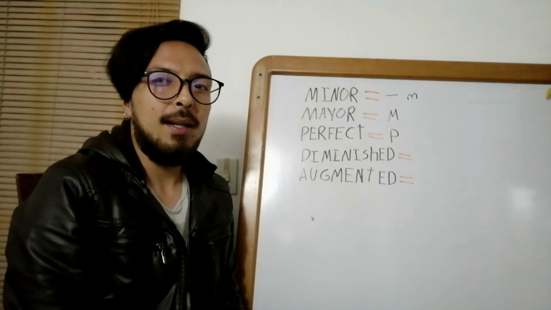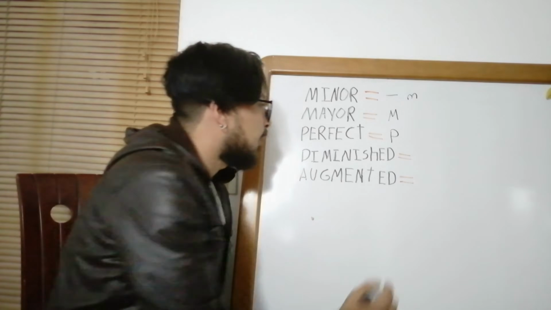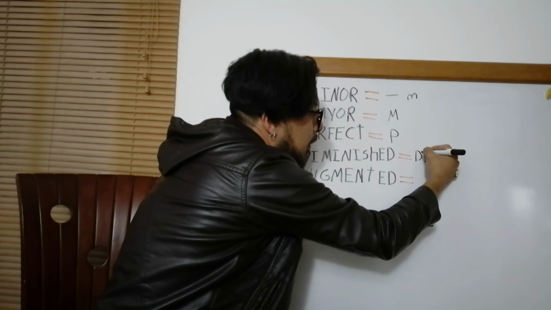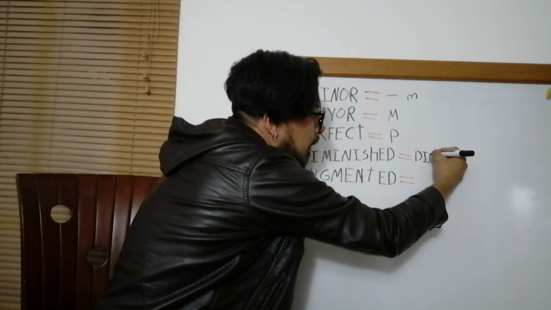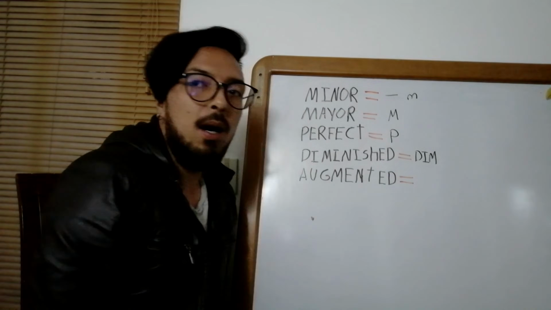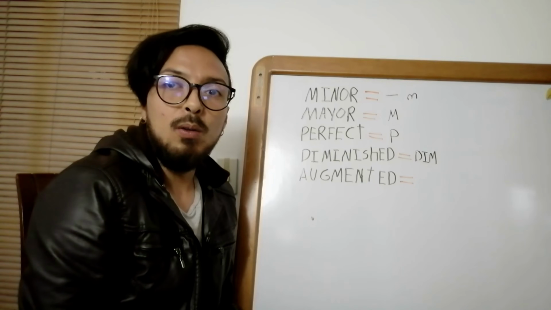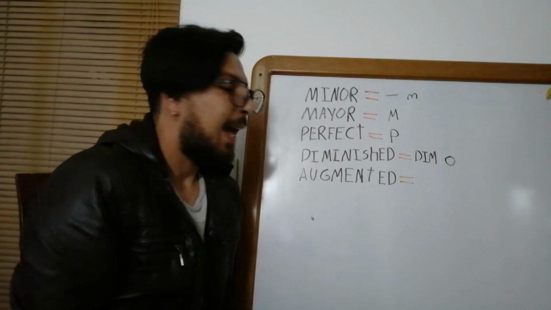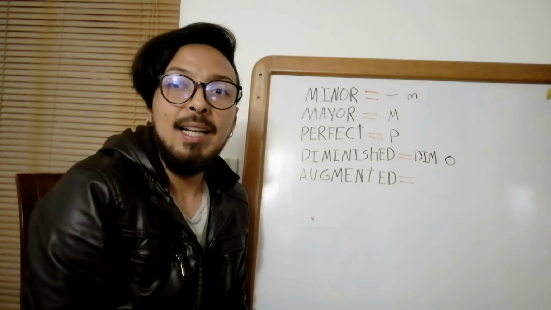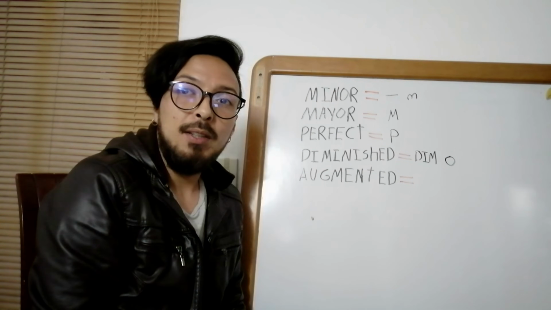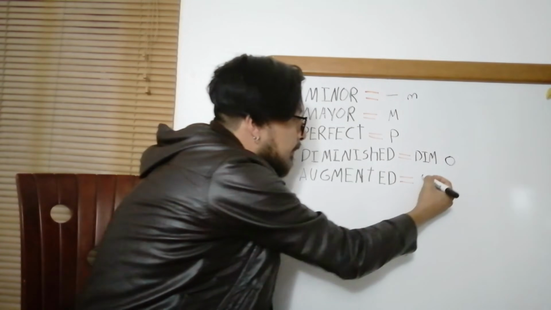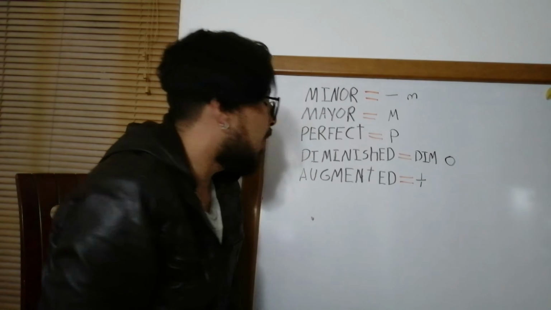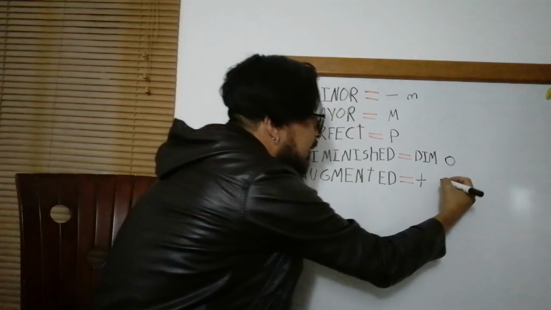Then we have the diminished one. With this one there are two ways for it. With the shortcut dim, or with a simple o with a circle. And the last one is the augmented. That one you can represent with a plus, or you can write this.